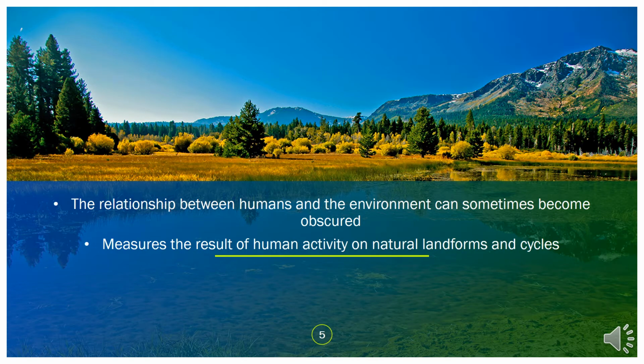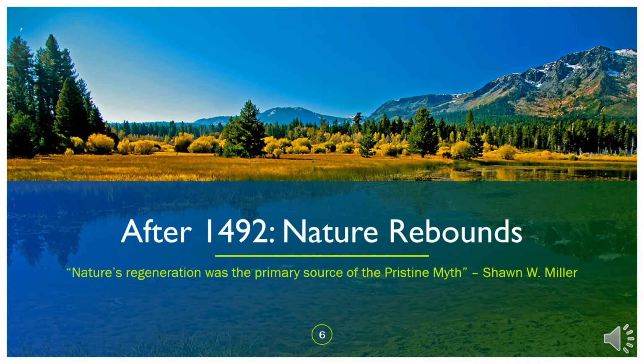The relationship between humans and the environment can sometimes become obscured, especially with technology. With human environment geography, we measure the result of human activity on natural landforms and cycles. To aid in getting a better understanding of human environment geography, I'll be using After 1492, Nature Rebounds by Denevan.